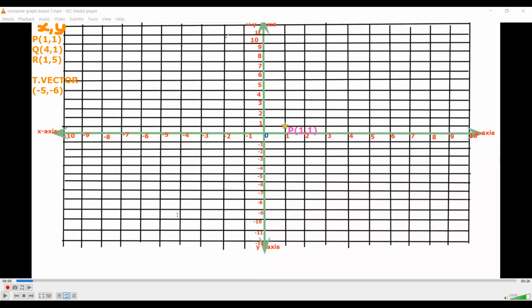Now let's plot the point Q. So the +4 can be found on the x-axis, the right side here, and then the 1 will also be here. Okay, that is point Q, 4 and 1. So that is the 4 and 1. Let me label the point here. Point Q here, which is 4 and 1.